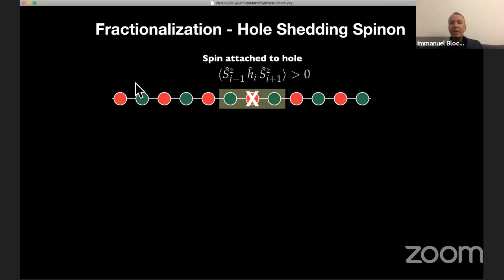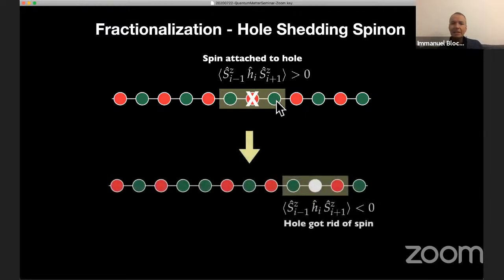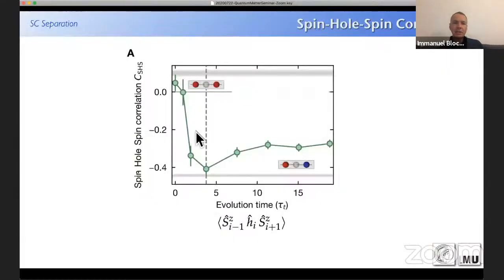You basically see, if we start with an antiferromagnetic Heisenberg chain, undoped or filled, and we just remove one particle at time t equals 0, this correlator will be positive, because these spins tend to be aligned. But as the spinon moves away from the holon, as time evolves, the spin correlator around the hole will turn negative. And this is indeed what you see here. This is the spin-hole-spin correlator. It starts out positive, and then as time evolves, it turns negative and then settles onto a background value that we have in the system.